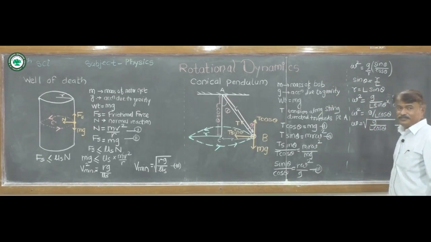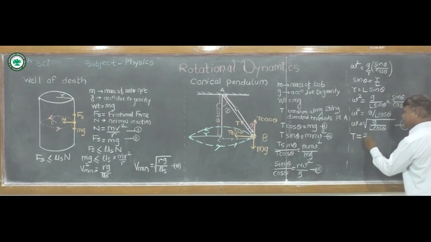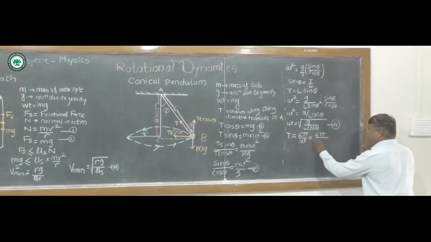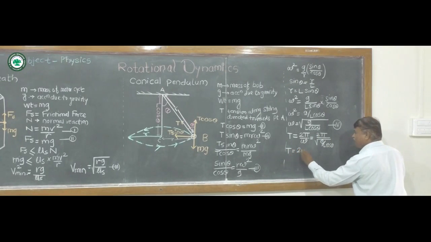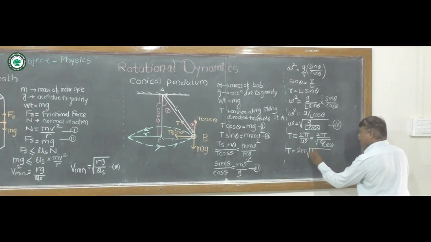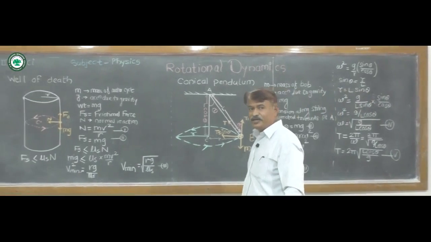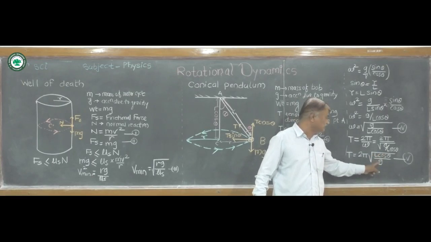We have to find the period of a conical pendulum, and we know the formula for the period is T equal to 2 pi upon omega. So that is equal to 2 pi upon under root g upon L cos theta. Rearranging, we get T equal to 2 pi under root L cos theta upon g. This is equation 5, and equation 5 gives us the period of a conical pendulum, that is 2 pi under root L cos theta upon g.